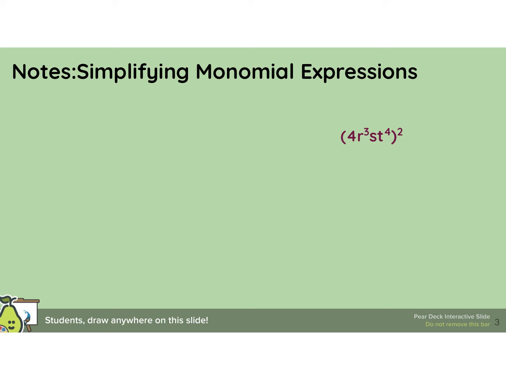So we're simplifying monomial expressions, and today all of our monomials are being raised to a power. And you figure out what power they're being raised to by looking for the exponent on the outside of the parentheses. Okay? So what this means, because this monomial is being raised to the power of 2, everything inside is getting raised to the power of 2. So what we're doing is we're finding a power of a power, which means we're multiplying an exponent times another exponent.